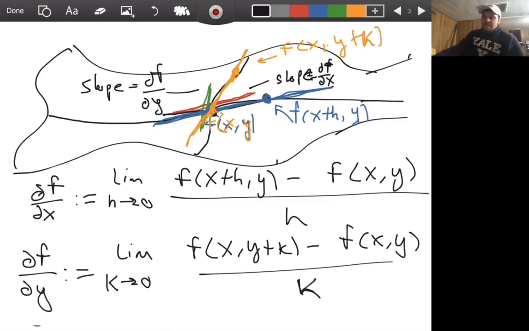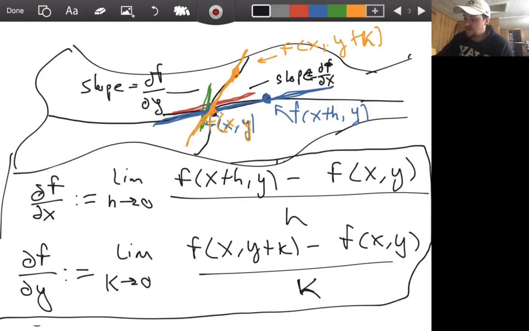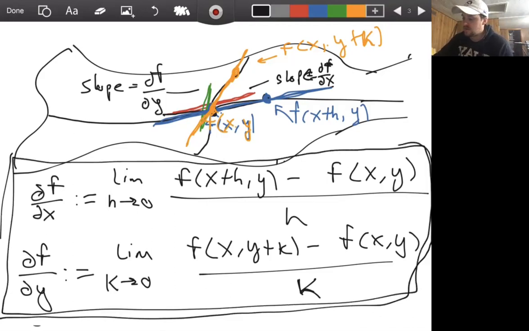And to get the equation for the tangent line there, you send k to 0. You take the limit as k goes to 0, and then the slopes of these secant lines eventually give you the slope of the tangent line. And so these are the limit definitions of partial derivatives. Okay, so now that we have hopefully a good intuition and understanding of these definitions, let's calculate some partial derivatives.